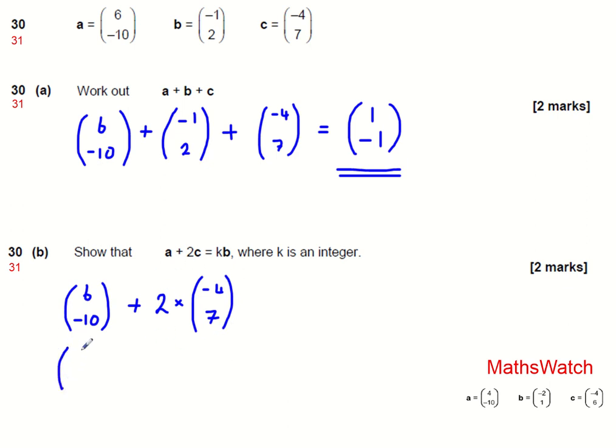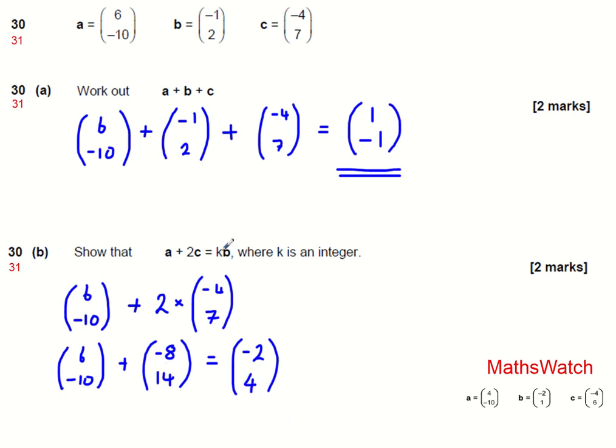So I'm still going to have the 6, minus 10, but then we're going to add on the new vector, and when we're multiplying a vector by a number, that means we're doing that 2 times each of those numbers individually. 2 times minus 4 is minus 8, and 2 times 7 is 14. And then just like part A, when we add them together, top numbers first, 6 plus minus 8 is minus 2, and the bottom number, minus 10 plus 14 is 4.